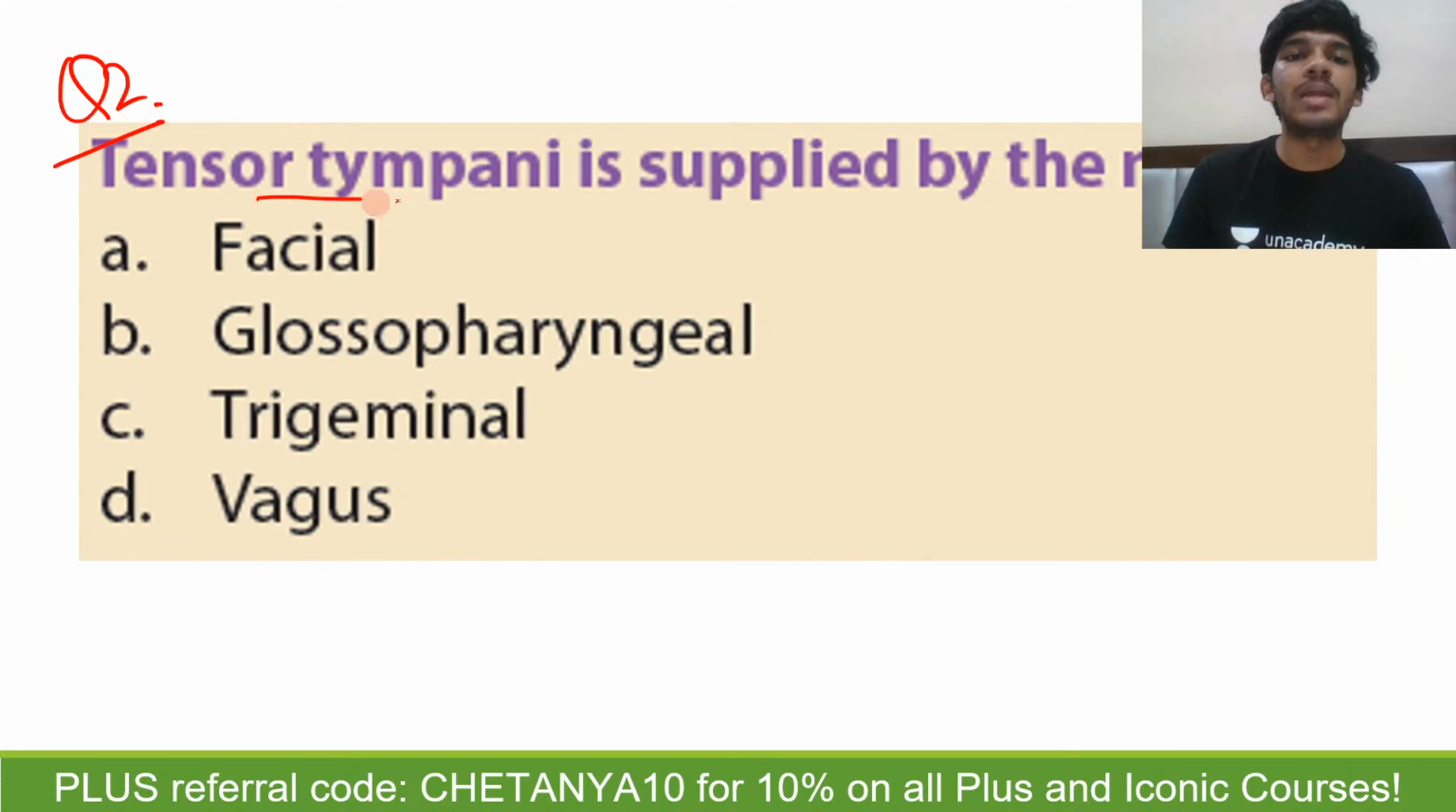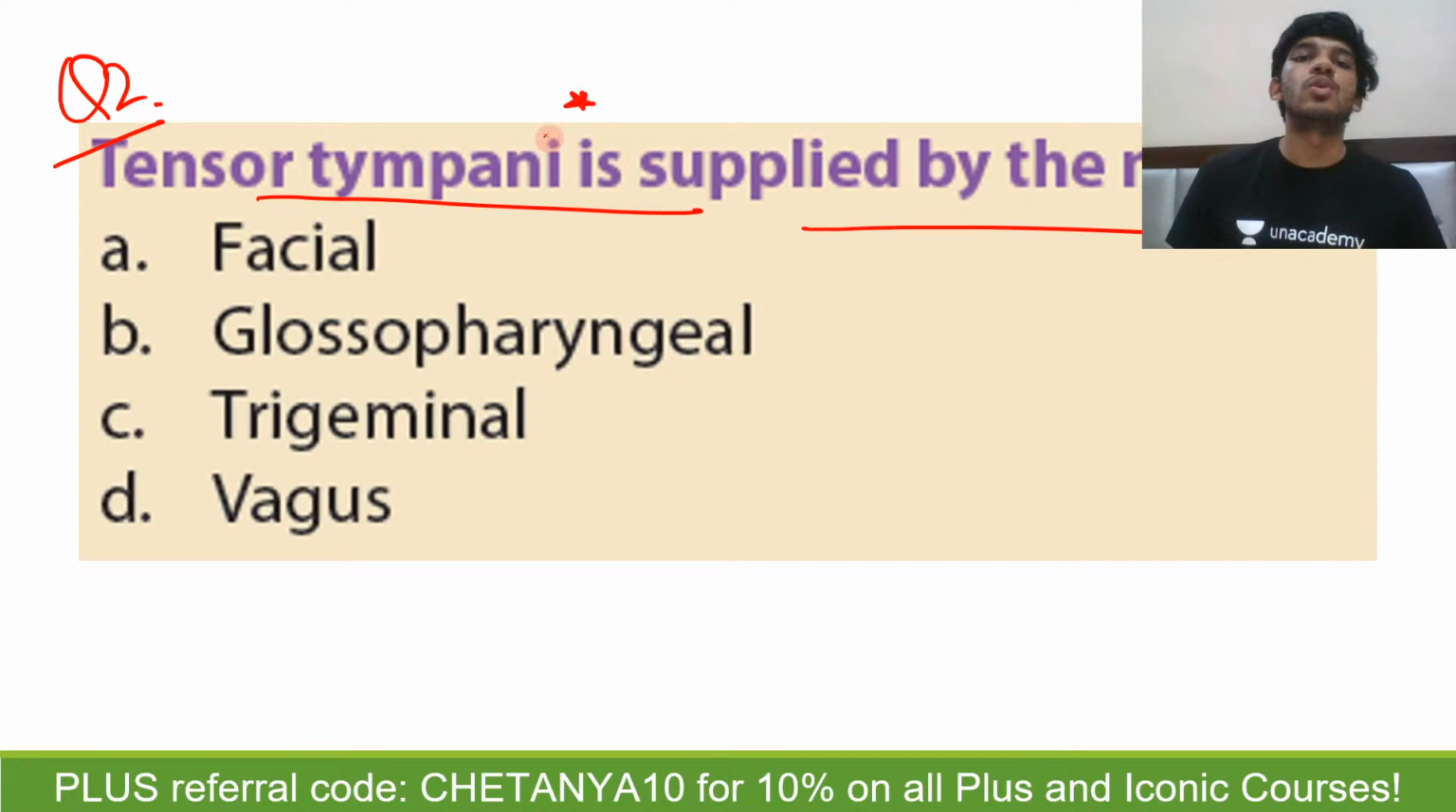The tensor tympani is supplied by which of the following nerves? Tensor tympani. So it's a muscle related to your tympanic area, that is your middle ear, tensor tympani. It is supplied by which nerve? Question number 2.